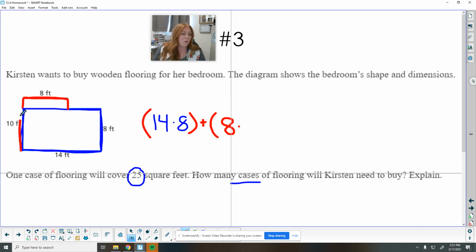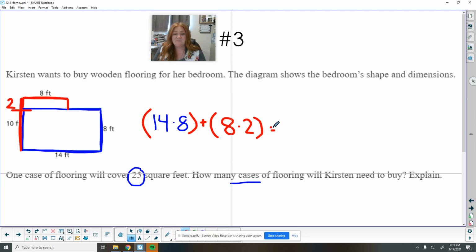So we know this whole entire thing is 10, and this much is 8. So from here to here is 8. How much more do we need to get to 10? 2 more. 2 plus 8 is a total of 10. So this section is 8 times 2. So here's this rectangle, here's this rectangle. So we're finding both of our rectangles and we're adding them together since it's one composite shape here.